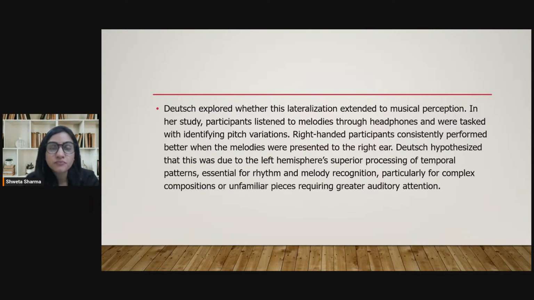So, what sort of pitch was it? They were asked to figure out what pitch variation it was. Right-handed participants consistently performed better when the melodies were presented to the right ear. Dosh hypothesized, and on the basis of this, the theory she came up with was that this was due to the left hemisphere's superior processing of temporal patterns, essential for rhythm and melody recognition, particularly for complex compositions or unfamiliar pieces requiring greater auditory attention.